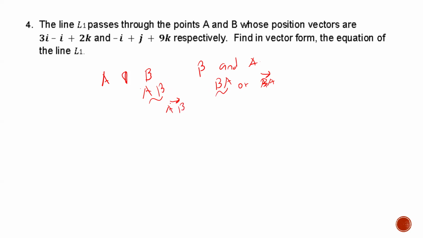To do this question, first of all, we need to write down the general equation of a line in vectors, which is r equals a plus lambda d. So this is the general equation of a line.